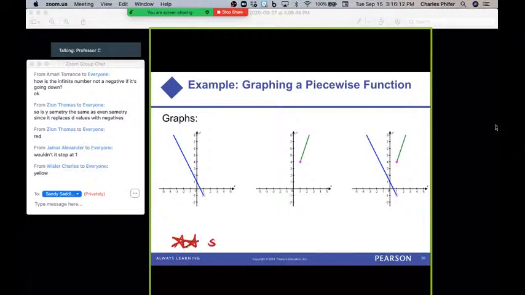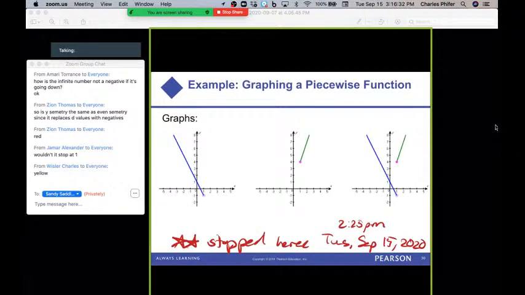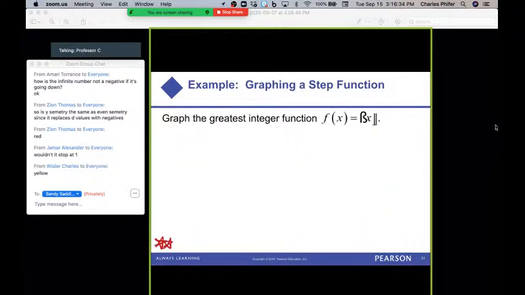Let me make a note. So I'm going to say stopped here. What's today's date? Tuesday, September 15th, 2020, at 2:25 p.m. I'm going to say, all right, whatever, it doesn't matter. I'm going to say start here. Thursday. What's today? September 17, 2020. This is for the 2:25 p.m.